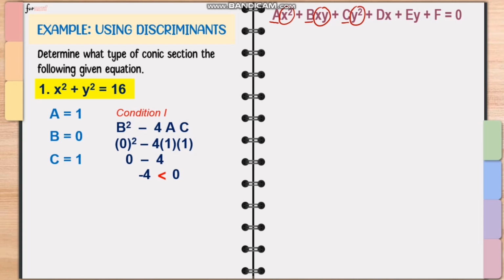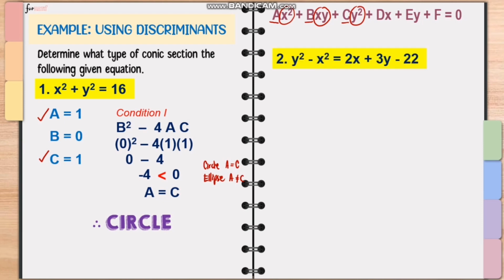So, kapag less than daw ang ating lumabas, ibig sabihin meron po tayong 2 option. Pwede siyang maging circle or pwede siyang ellipse. So, para masabi natin na circle siya, dapat po yung value ng A natin ay equal to C. Ellipse naman siya kapag ang A is not equal to C. So, compare mo po yung A and C natin. Since this is equal, therefore, etong equation natin is a circle. Okay?